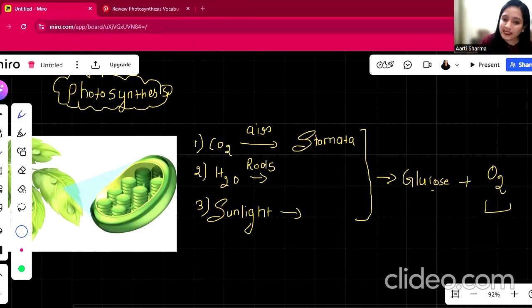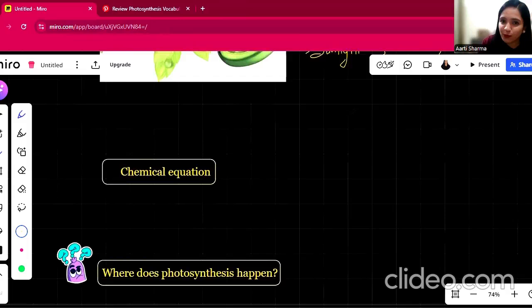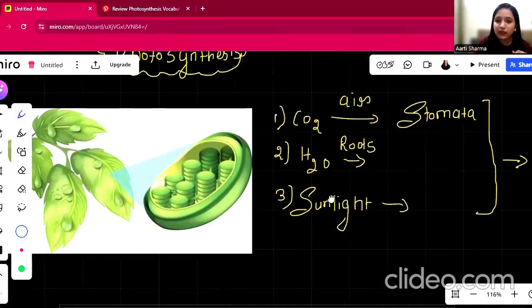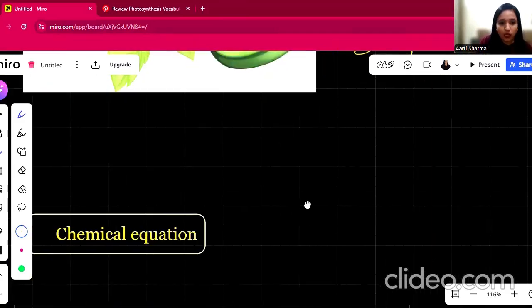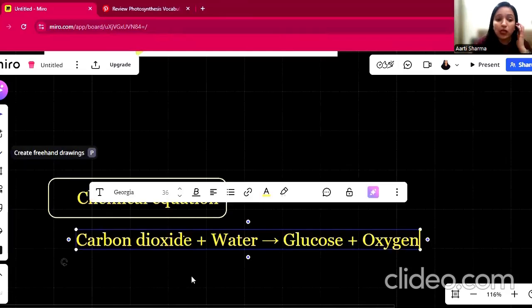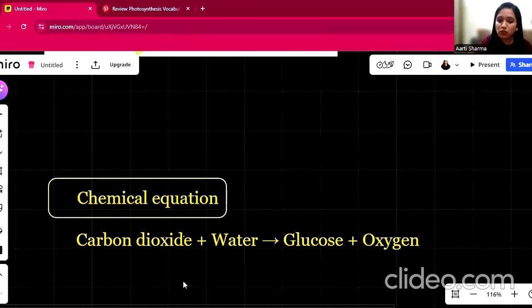Now it's time to move on to the chemical equation. The components that I wrote there, carbon dioxide, water, and sunlight, we just have to represent in chemical form, which is actually not very difficult for you guys. I will write it for you. For the chemical equation, we need carbon dioxide, and then we need water, and then we need sunlight. By using these three ingredients, they can make glucose along with oxygen. This is the simple scenario that I'm telling you here. So carbon dioxide and water form glucose and oxygen.